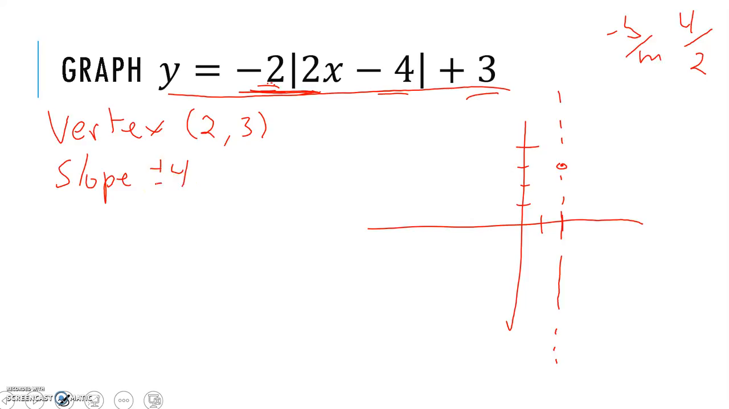One of those would be going down 1, 2, 3, 4, and to the right one, and then going down 4 and to the left one. And they're going to be mirrors of each other.